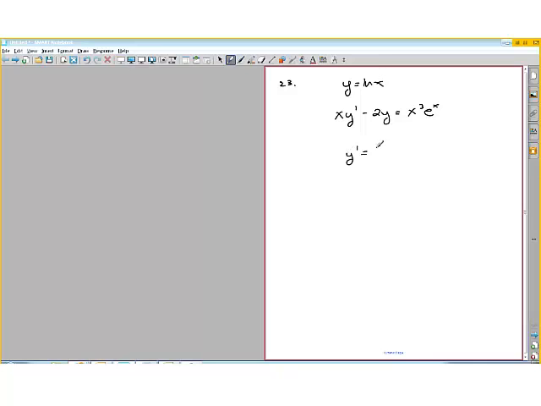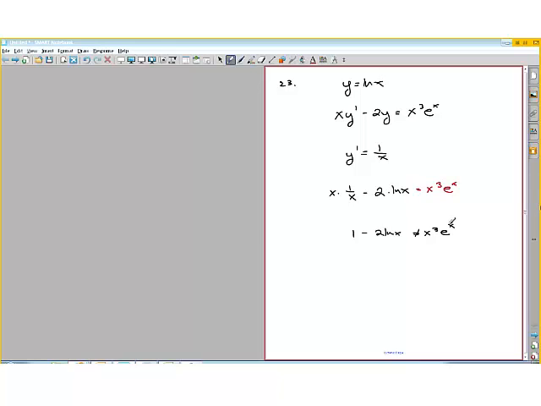So y prime is just going to be equal to 1 over x, because the derivative of the natural log of x is 1 over x. Now we plug that in, and so for y prime we put 1 over x. We say x times 1 over x, and we have negative 2 times y, but y is the natural log of x. And the question is, is that equal to x cubed e to the x? So we'll simplify. x divided by x is 1, so we get 1 minus 2 times the natural log of x, and that does not equal x cubed e to the x.